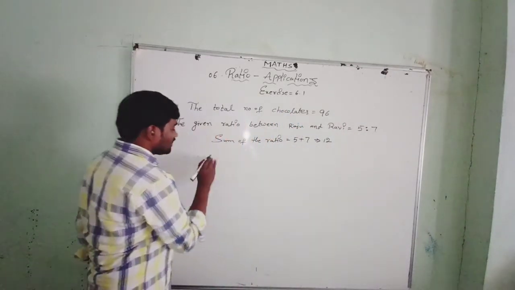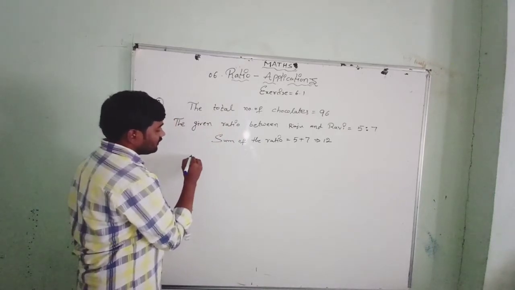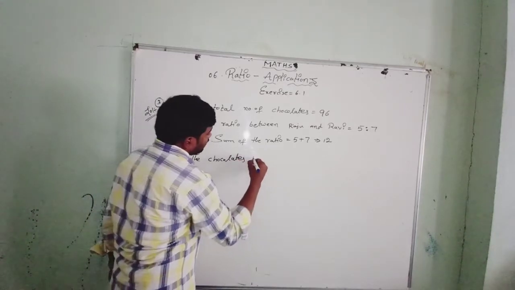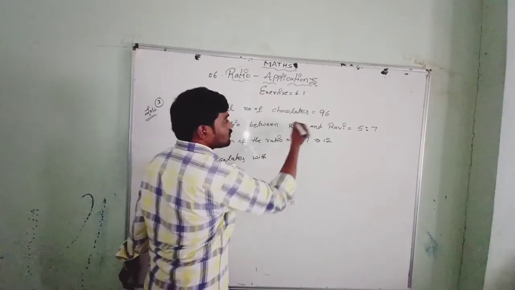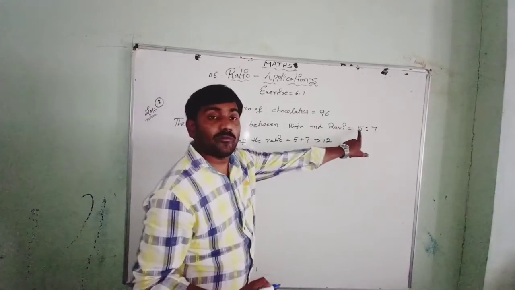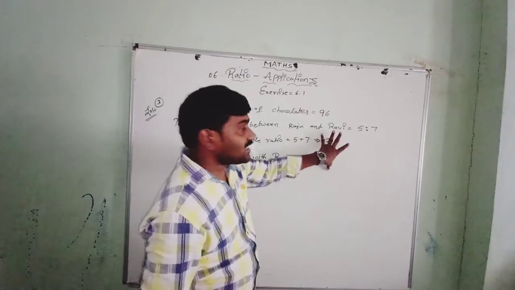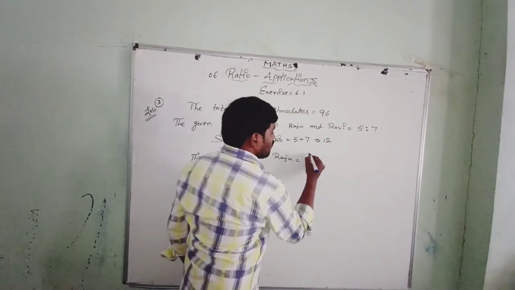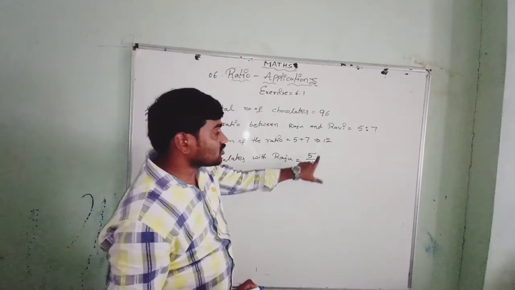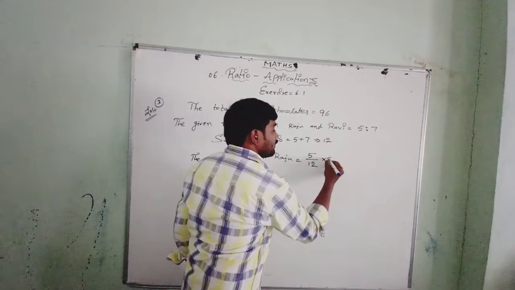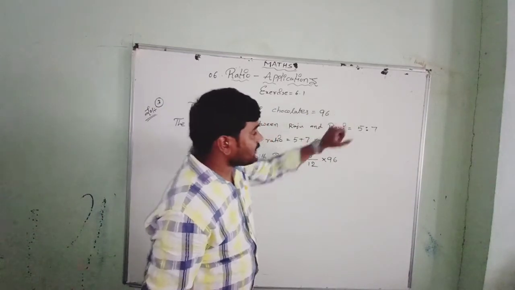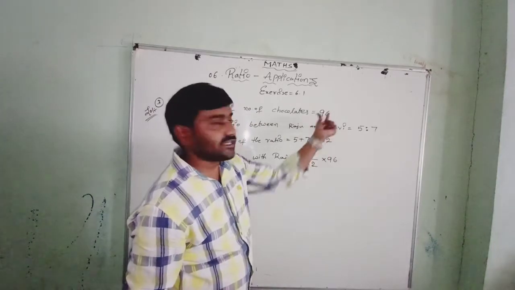Now, the chocolates with Ravi and with Raju, we will find. First, Raju. How many chocolates does Raju have? First, how many parts will he take? Out of 12 parts, Raju will take only 5 parts. So 5 by the total number of parts, 12, into the total number of chocolates, 96.